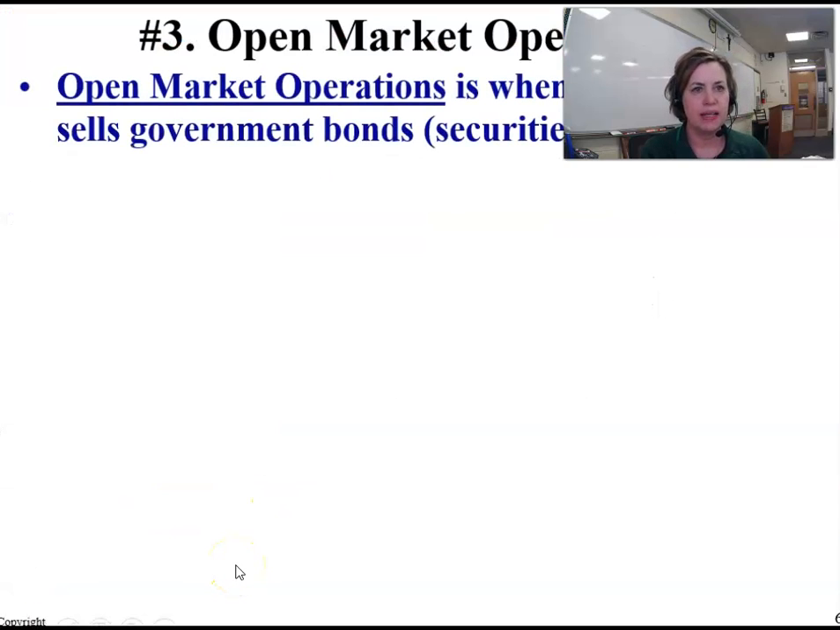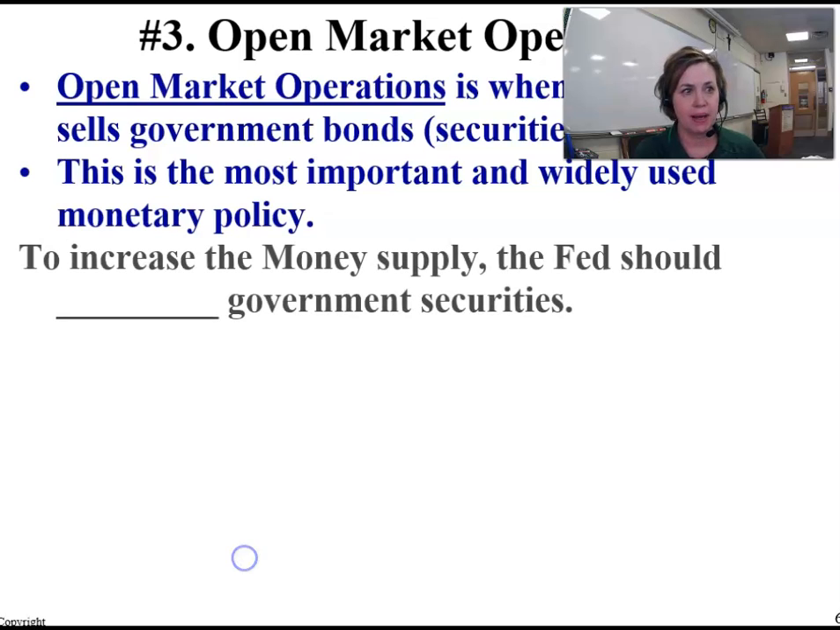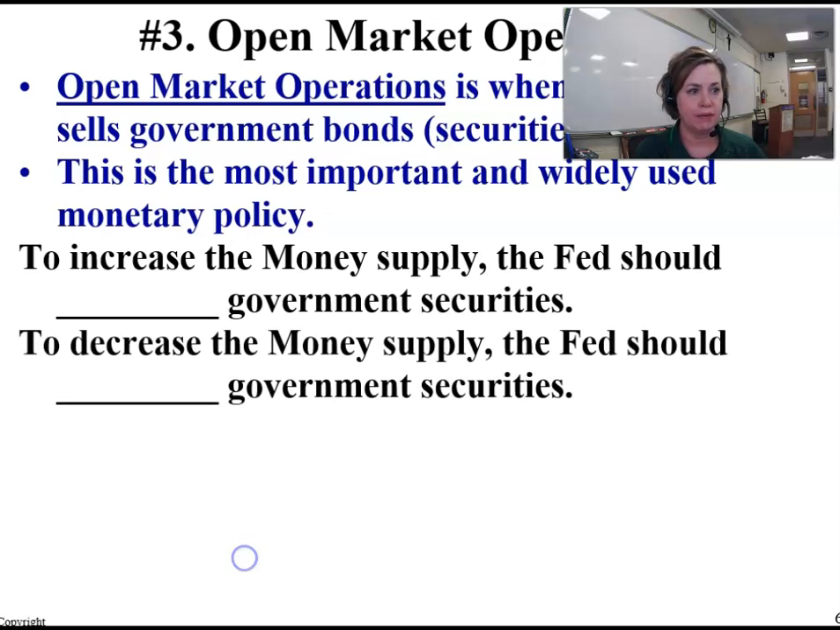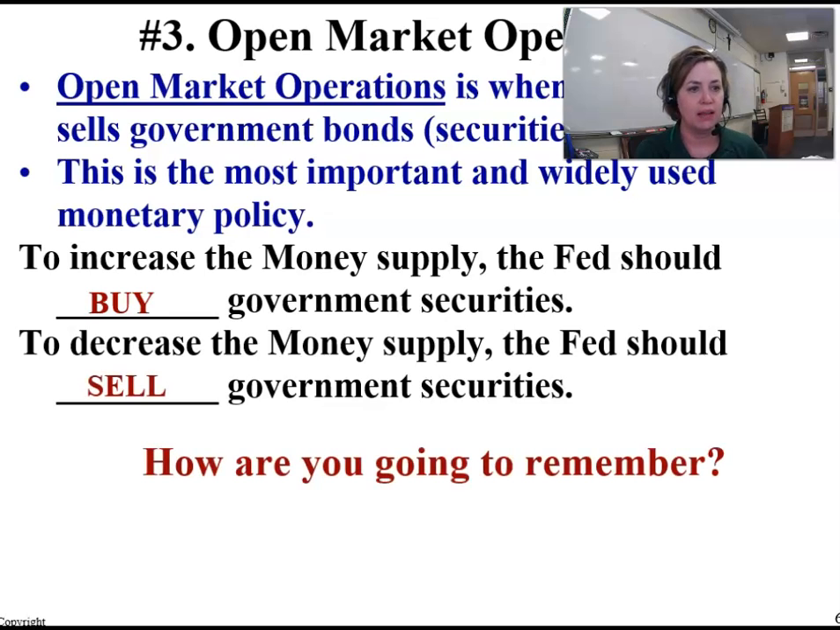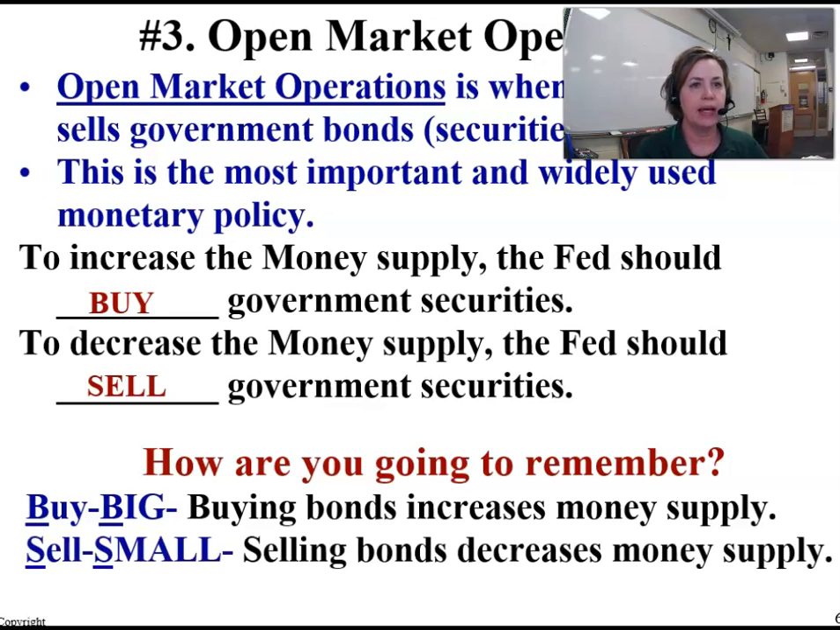Open market operations is when the Fed buys or sells government securities. This is the most important and widely used monetary policy. So to increase the money supply, the Fed would want to buy government securities, and to decrease the money supply, the Fed would want to sell government securities. So how are you going to remember this? Think of B, buy, increasing, or big. Buying bonds increases the money supply. And the reverse, S, for small, selling bonds decreases the money supply.